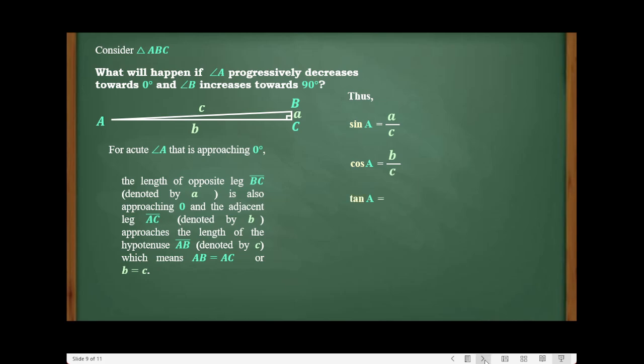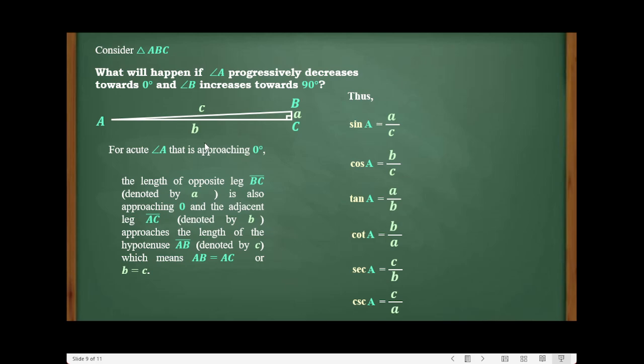Tangent of A is A over B. Then, from the 3 basic trigonometric ratios, we just simply reciprocate each of these 3 to come up with the next 3 trigonometric ratios of angle A. And these are cotangent of A, which is equal to B over A, the reciprocal of tangent of A. And secant of A, the reciprocal of cosine of A, is C over B. And cosecant of A, the reciprocal of sine of A, is equal to C over A.